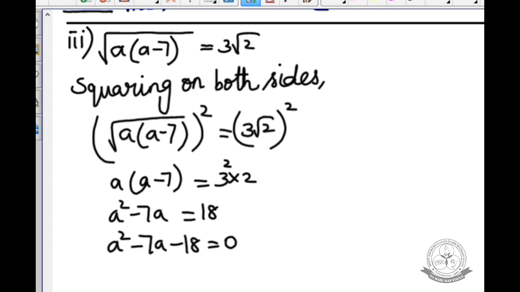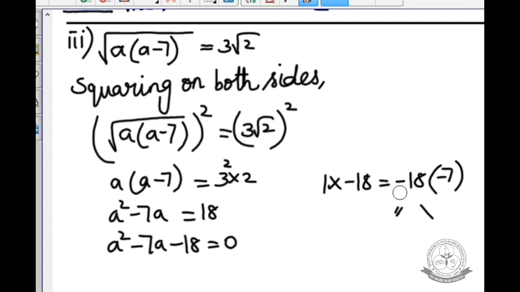It is a quadratic equation in the variable a. So factorization: 1 into minus 18, the product will be minus 18. But the middle term is given as minus 7. So we need to find in which table 18 comes. 6 3s are won't work, adding or subtracting you won't get the answer 7. So 9 2s are 18. Since the sum is negative, the negative sign goes to the bigger number. Multiplying you get minus 18, adding you get minus 7.